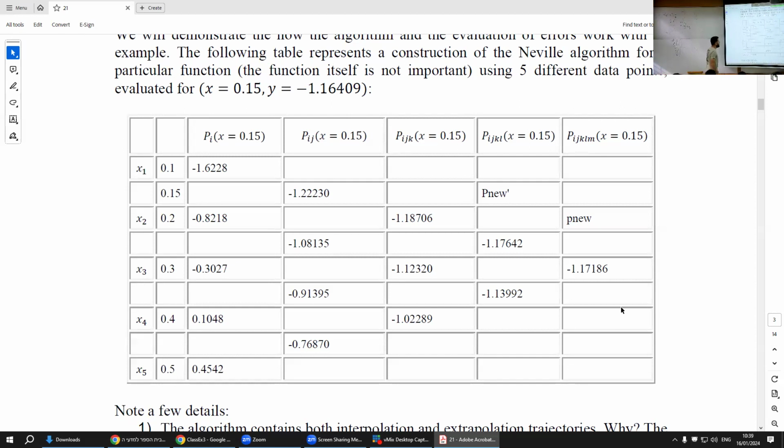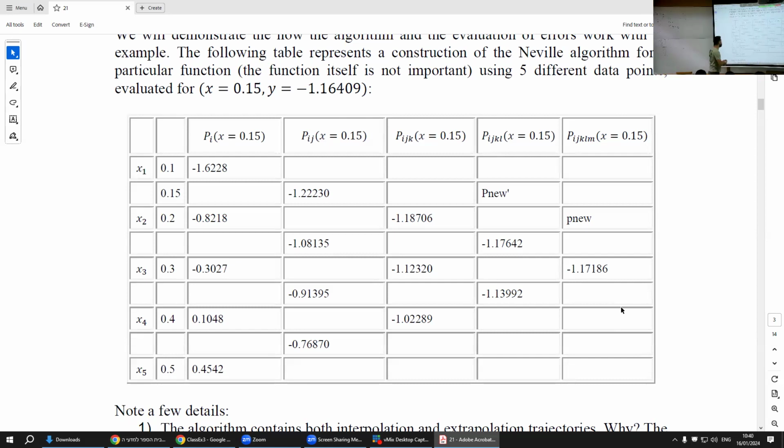Now let's see. If I use these two and get this, I call this extrapolation, because I'm asking about a point which is outside the domain I use the data in. If I use x2, x3, x4, x5 to evaluate 0.15, the answer is this. And again, it is an extrapolation. Only when I use x1 combined with them, it's an interpolation.